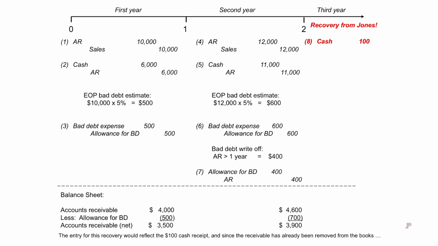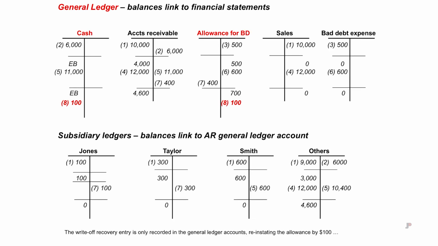account. The entry for this recovery would reflect the $100 cash receipt, and since the receivables have already been removed from the books, the allowance account, which was written down at the end of year 2, would be reinstated, reversing the write-off of an account that in the end was actually collected. The write-off entry is only recorded in the general ledger accounts, reinstating the allowance of $100, which now has an ending balance of $800 and represents estimated uncollectible accounts that are expected to be written off in the future.